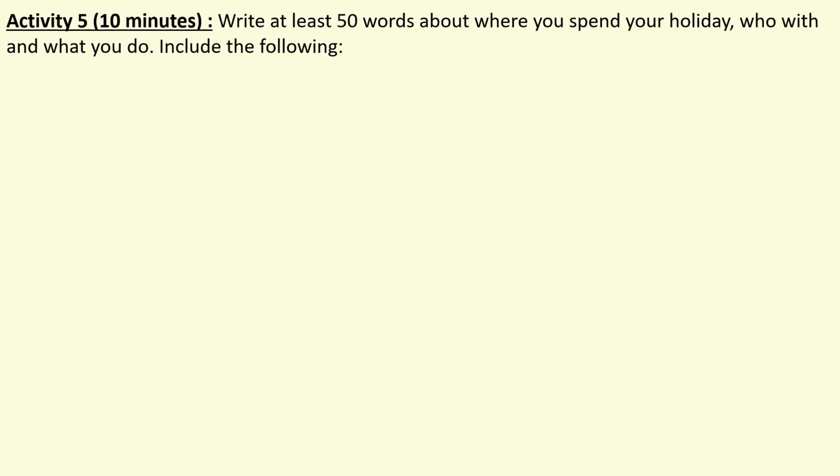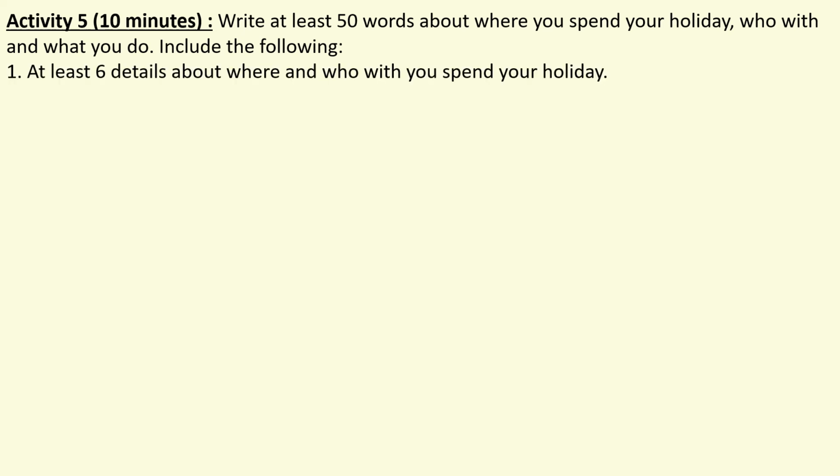I want us to finish the lesson by doing a piece of writing, and I want you to write at least 50 words about where you spend your holiday, who with, and what you do. Now the what you do bit, I know it wasn't in today's lesson, but we've done a lot of things and activities recently. So you should be able to refer to your past notes and try to add as much as you can. Of course, I want you to include at least 6 details regarding where and who with you spend your holiday. Try to use different pronouns since you've got passer in your exercise book.